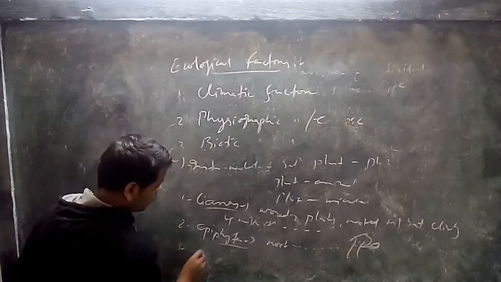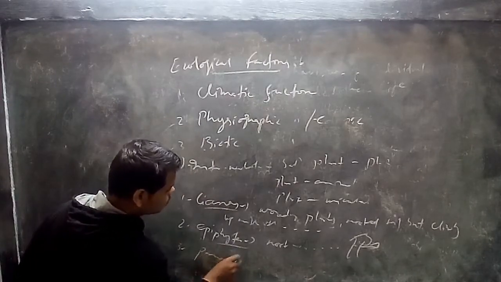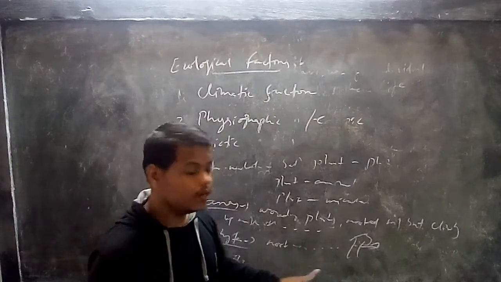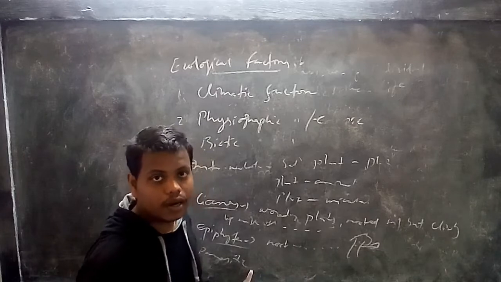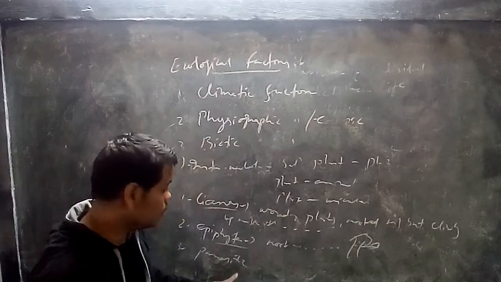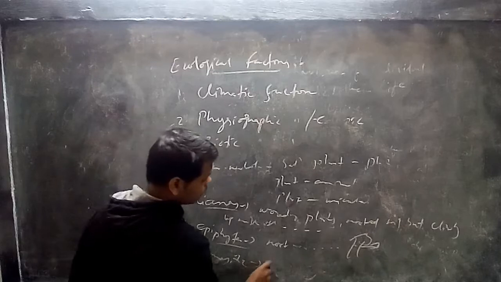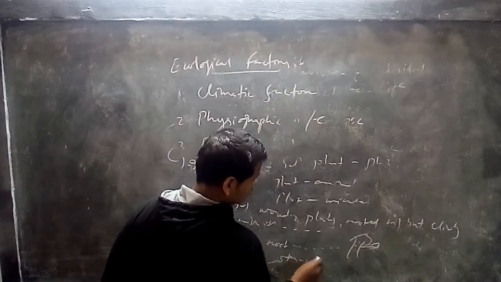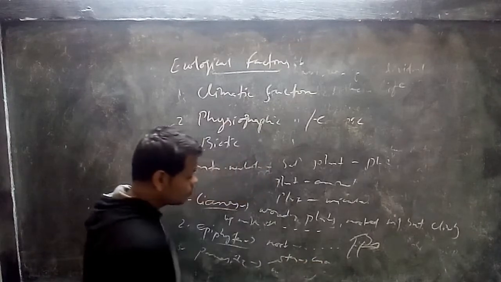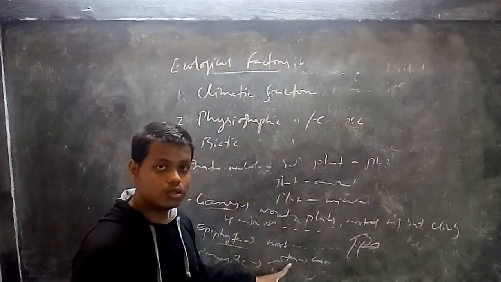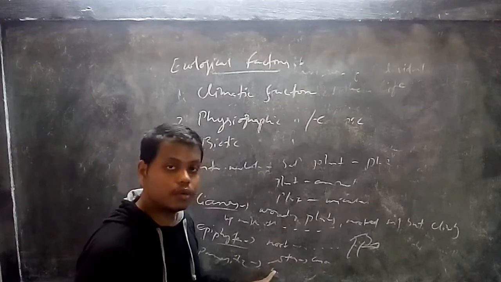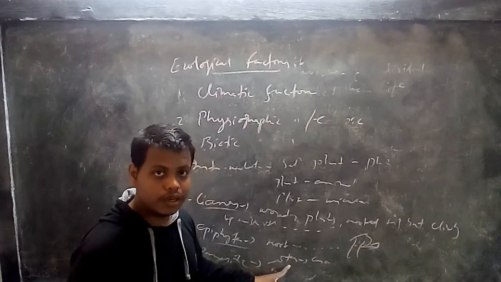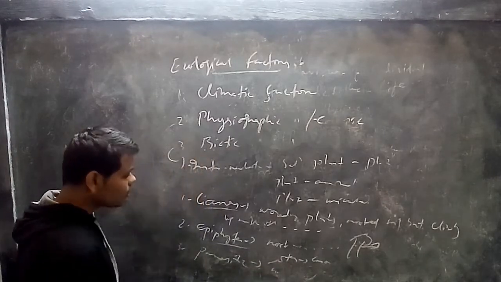Then parasitic plants are also there. Parasitic plants mean when a plant grows on other plants and the host plant is harmed and only the parasitic plant is benefited. Parasitic plants may be stem parasite or root parasite. Stem parasite you may say the Cuscuta. Cuscuta is a stem parasite. So when a plant grows on another plant and the host plant is harmed and only the parasitic plant is benefited, then that is called a parasitic plant.